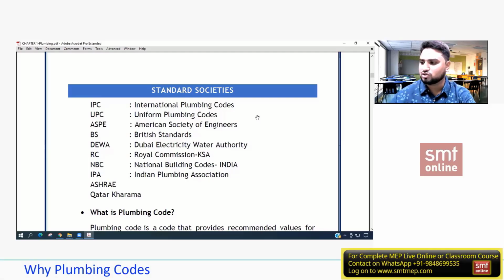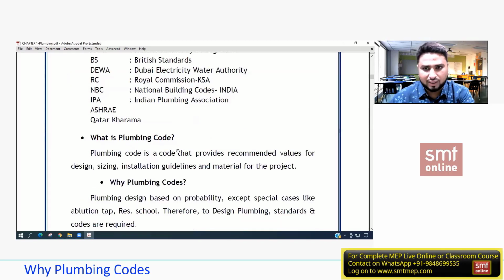We were discussing some codes, what the codes are, why they can be used, and where they can be used. So we got this information. Now we have already seen what the plumbing code is. Quickly, I'll just do the revision and then let's move on with the continuation.